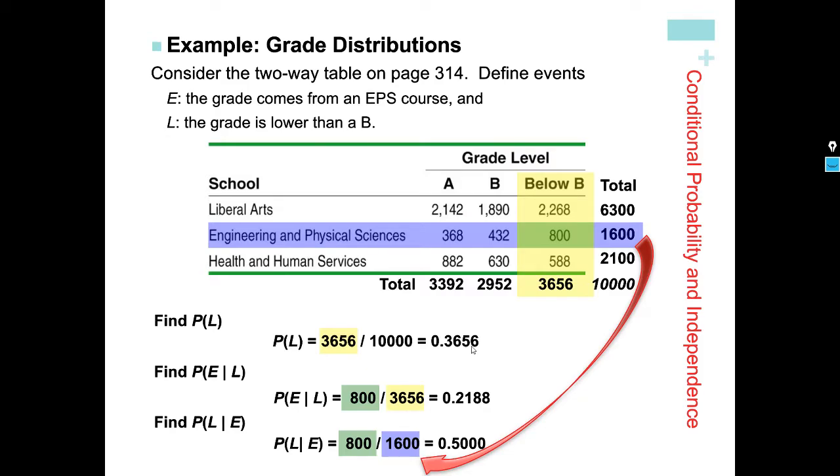So that's the difference. The second letter here, or the second event, is the thing that you are told, the thing that you are given. So that's what you want to go in the denominator, because that's what you're already told. That's the group that you're taking the probability out of.